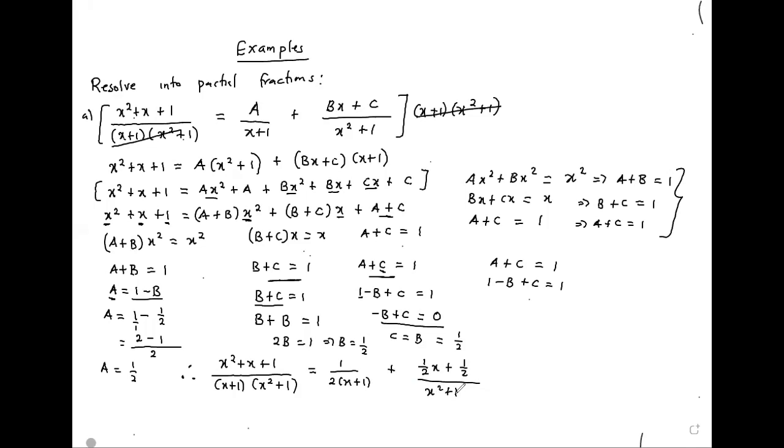So half is common, so it will be factorized. So we have 1 over 2 times x plus 1, plus the factorized half, and then we have x plus 1 over x squared plus 1. So these are the partial fractions that we have. If you resolve this, you find yourself on the left hand side.